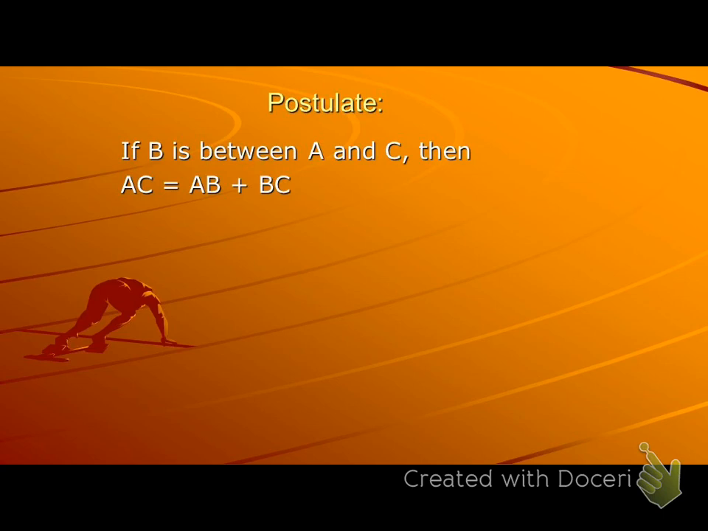All right, so we have a postulate on the board. It says if B is between A and C, then AC equals AB plus BC. That sounds like a lot, right? Let's go ahead and draw it. So we have a point B. That point is between A and C. Everybody with me so far?